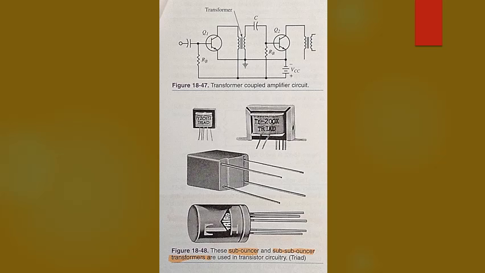A low secondary voltage means a higher secondary current. This condition is acceptable for transistors because they are current operated. Many special subminiature transformers have been developed for this purpose. See figure 18-48, bottom of the screen.